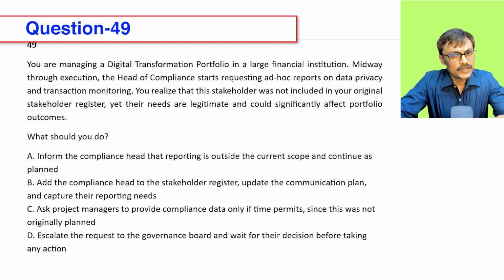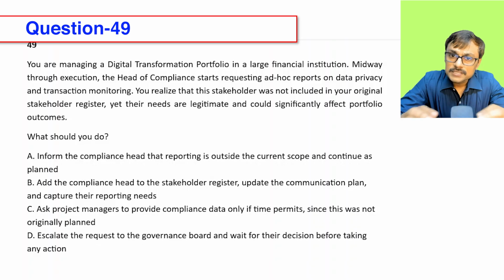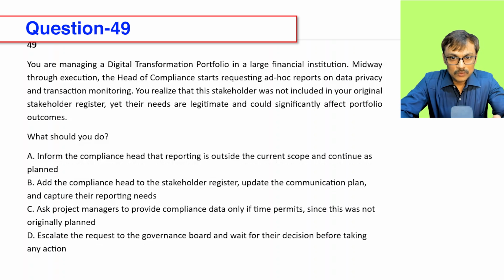So what this question is trying to show is that you have missed a stakeholder. And how do you know this is a stakeholder? Because this person is showing interest now. But at the same time, the question is also saying this person was not part of the stakeholder register. Now, one opinion could be that, since this person is not part of the stakeholder register, I don't want to interact with him. Yeah, that is possible. And definitely you don't want to think like that.